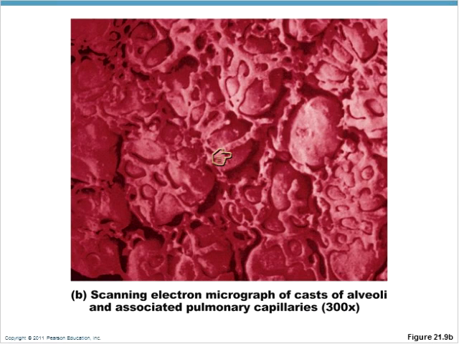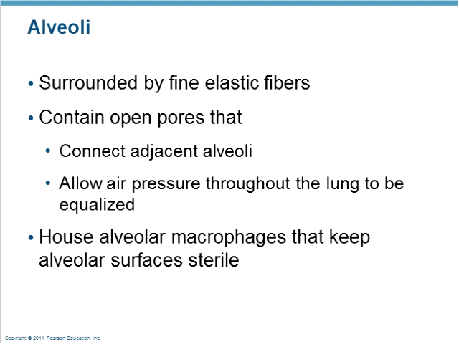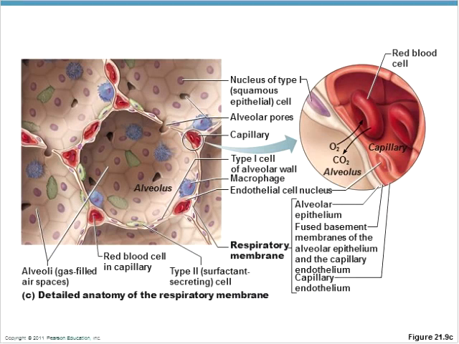This is looking at the alveoli under electron microscopy. The alveoli are surrounded by fine elastic fibers, and they contain open pores that connect to adjacent alveoli. That allows air pressure within the lung to be equalized, so it isn't high in one place and low in another. They house alveolar macrophages to help keep the alveolar surfaces sterile. Macrophages are phagocytic cells, you remember, that eat anything foreign.